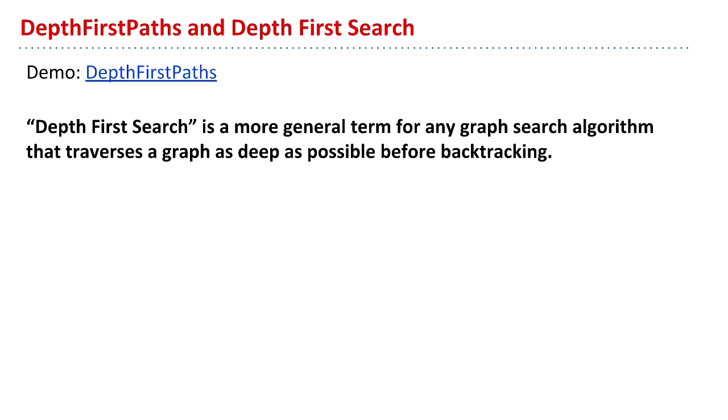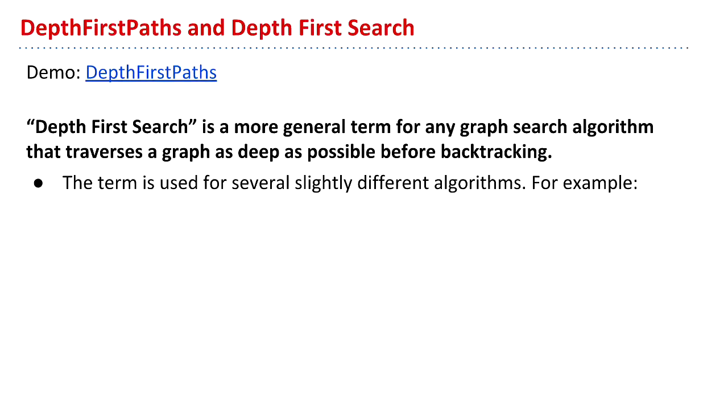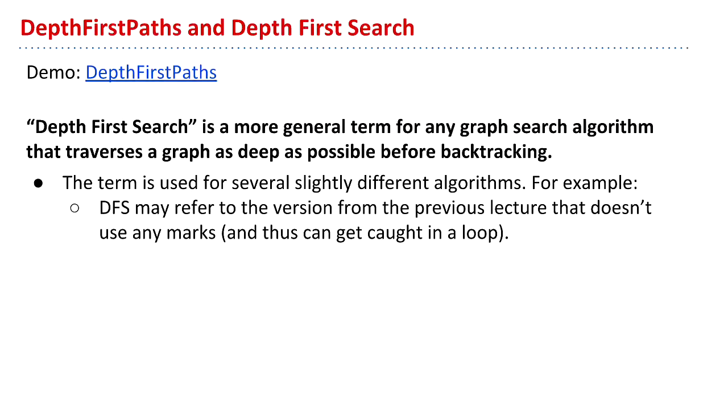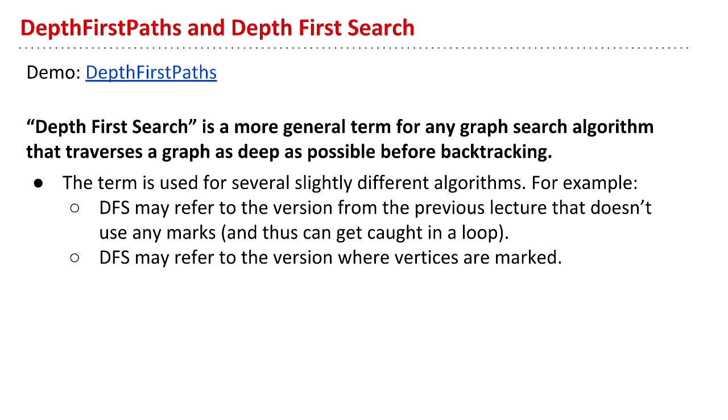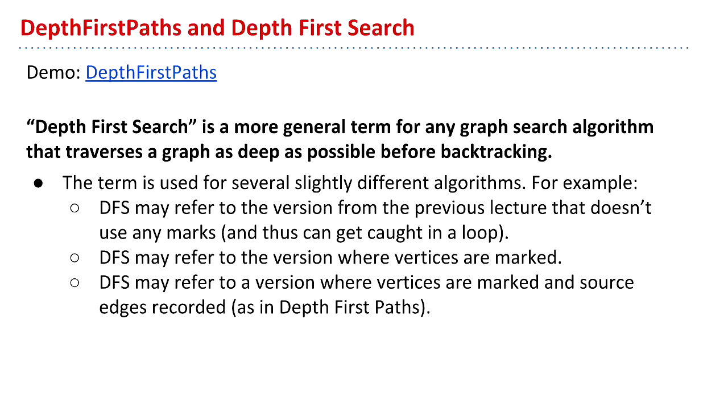It's just a general term for any graph search algorithm where you go as deep into the graph as you can before you do any backtracking. And it's actually used for all kinds of different algorithms that are slightly different from each other. So for example, if we do DFS where you just go and never mark anything and you can get stuck in a loop, that's called DFS. The one where you add marks to avoid loops, that is also called depth first search. The version where you mark where you came from and your marked values, that is also called depth first search.